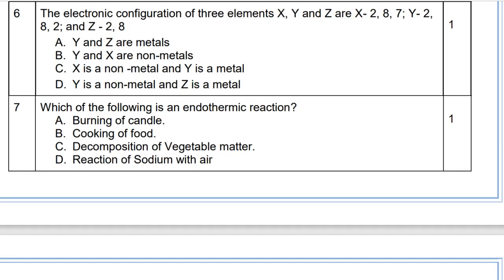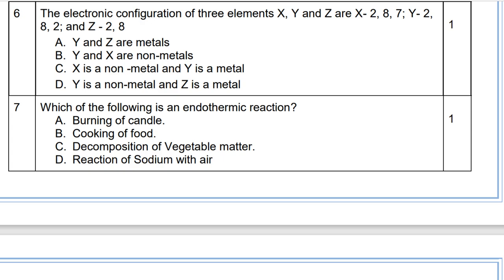Question 6. The electronic configuration of 3 elements X, Y and Z are: X is 2, 8, 7, Y is 2, 8, 2 and Z is 2, 8. A. Y and Z are metals. B. Y and X are nonmetals. C. X is a non-metal and Y is a metal. D. Y is a non-metal and X is a metal. Correct answer is C. X is a non-metal and Y is a metal.